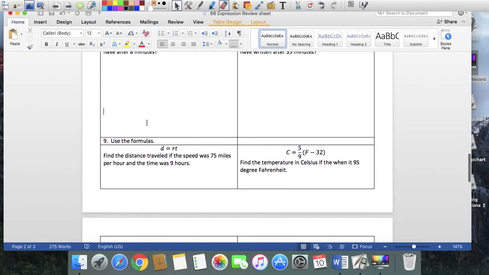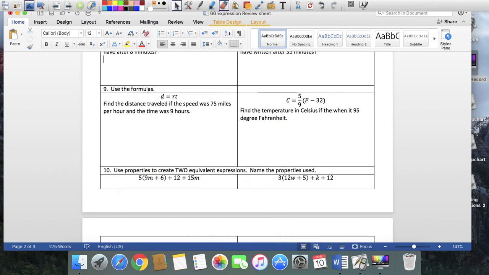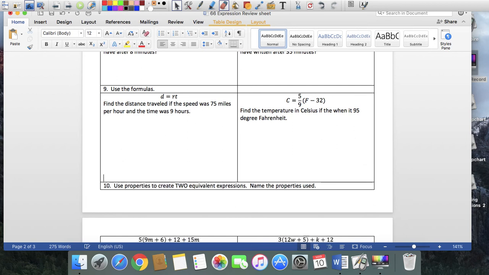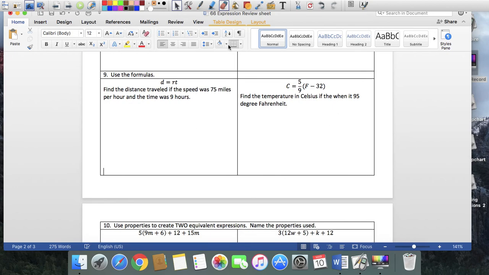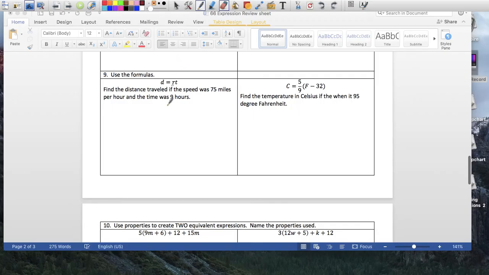Now these are formulas, and remember what formulas are. We can use formulas to calculate certain things because the relationship is always the same. So this is a distance. To find the distance that you travel, you can just multiply the speed of what you're traveling at times the time. So distance equals r times t.